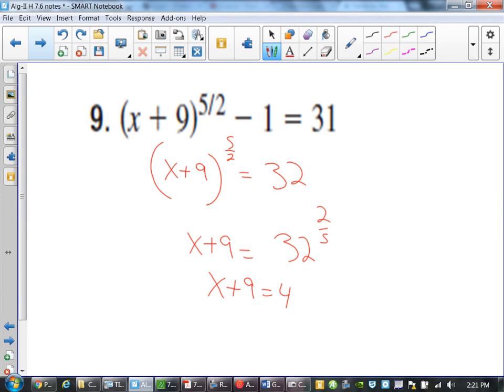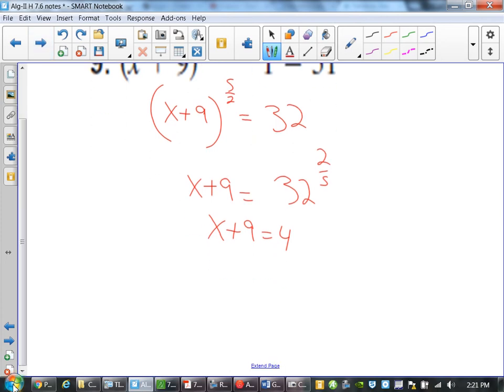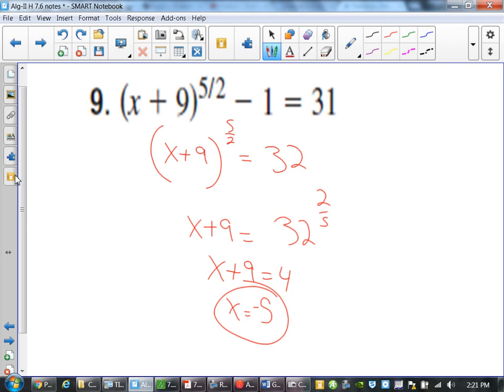Which one's which? Which one is 5? Yeah. The nth root is always the denominator. You get negative 5. So you check that. What's negative 5 plus 9? 4. So 4 to the 5 halves means what? The square root of 4? 2. What's 2 to the 5th power? 32. What's 32 minus 1? 31.